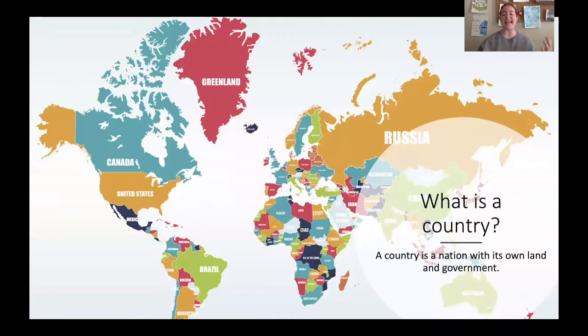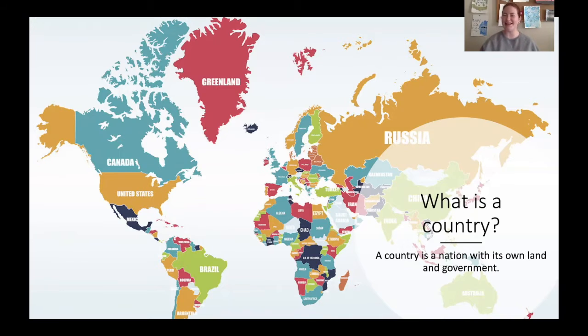A country is a nation with its own land and government. So here's a map of all the countries in the world, or most of the countries in the world. I can see that they have their own space, but it's a lot bigger than a city and a state that we've already been learning about. In a country, there is one government, and they are in charge of all of the laws and rules and helping to take care of all of the citizens.